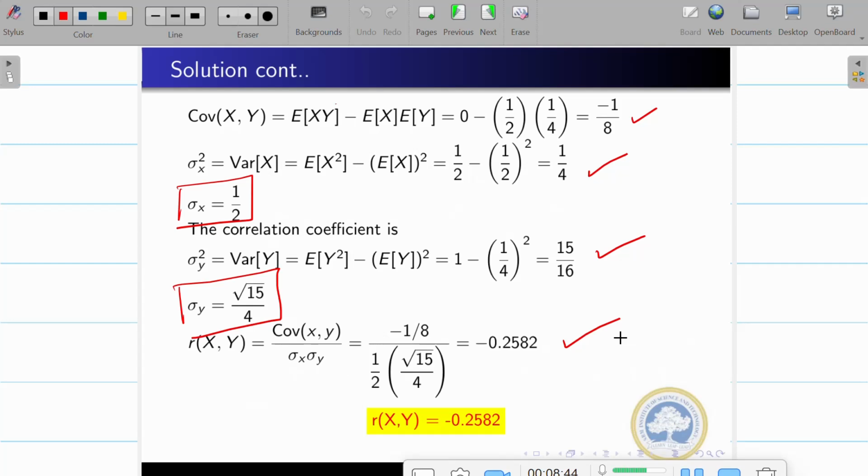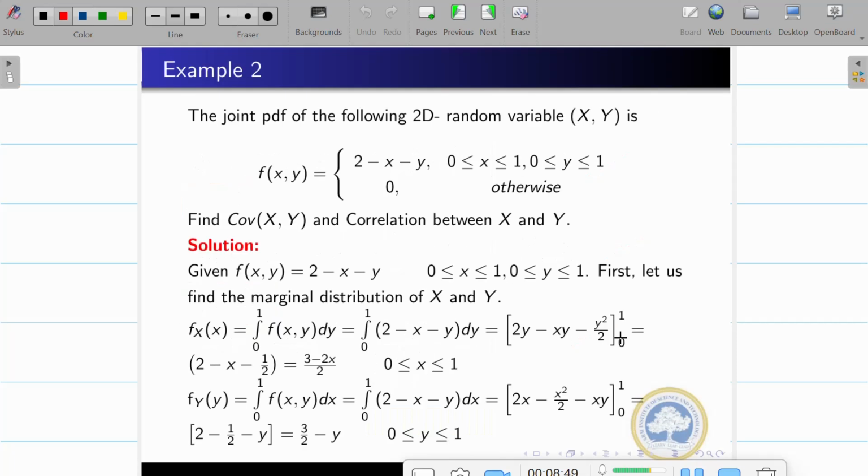Okay, so problem 1 showed you the discrete case, right? Let us move to a problem in the continuous case. The joint PDF of the following two-dimensional random variable is f(x, y) equals 2 minus x minus y, where the range for x is 0 to 1 and the range for y is 0 to 1. Now find the covariance and the correlation between x and y. As I said, either discrete case or continuous case, we have to find the mean and variance of the given function, right? So here f of x comma y is given.